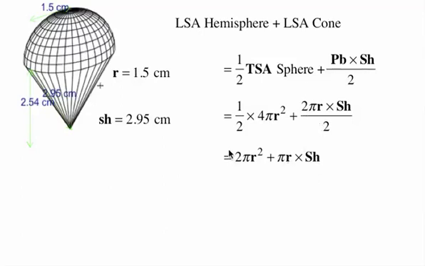Okay, so here's our final version of the formula all worked down. So we have 2 pi r squared plus pi r times the slant height. I'm going to just feed in what we know, the radius as 1.5 and the slant height as 2.95. Okay, so I'm just going to do that. So 2 times pi times 1.5 all squared plus pi times 1.5 times 2.95. And it's handy dandy calculator time.